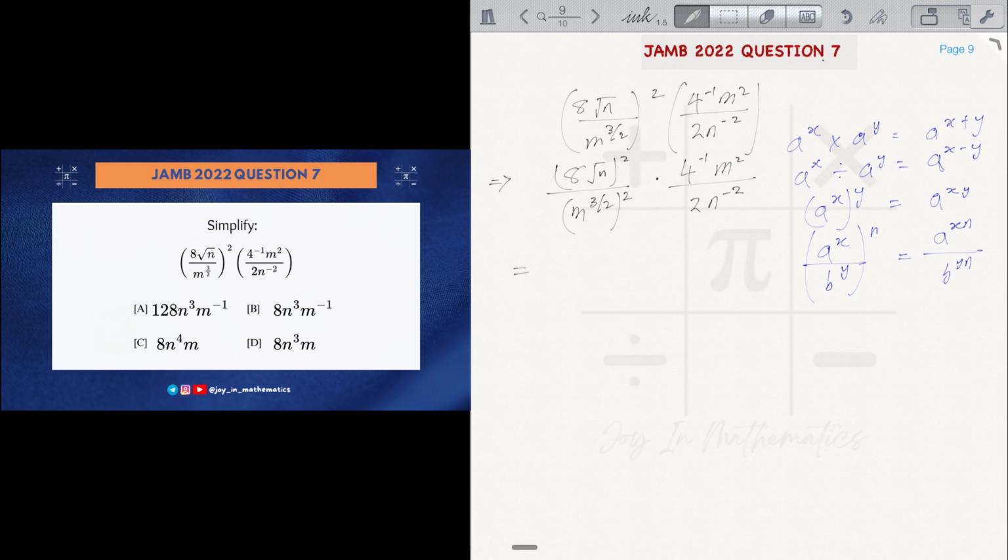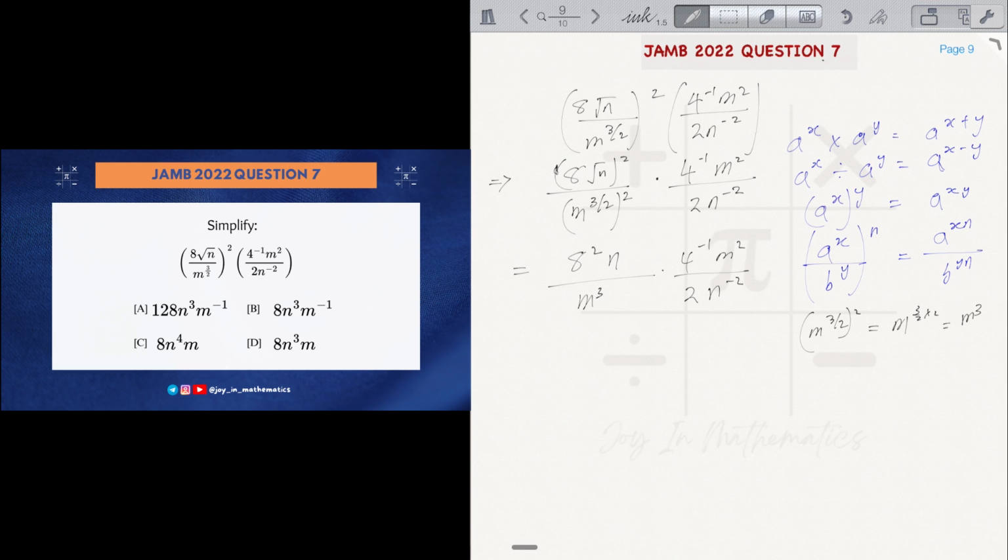So let's simplify now. Let's just write it as 8 squared. And root n squared will give us n. M raised to the power of 3 over 2 all squared, applying this principle, is m raised to the power 3 over 2 times 2, which is m raised to the power 3, being multiplied by 4 raised to the power minus 1 m squared divided by 2 n raised to the power minus 2.